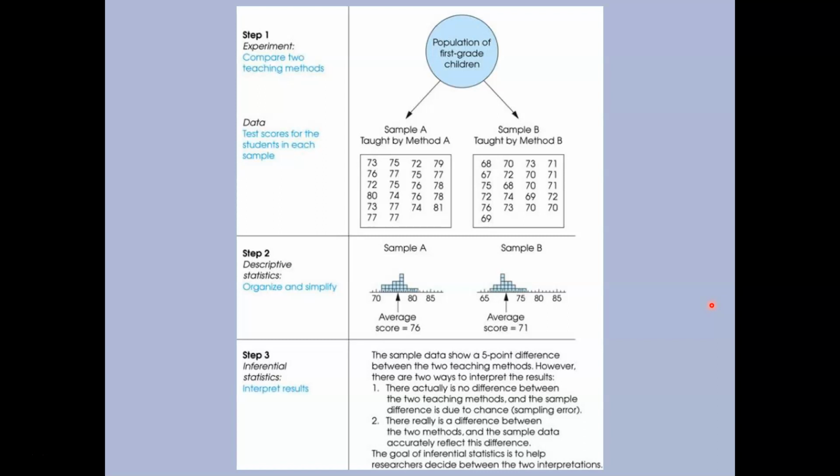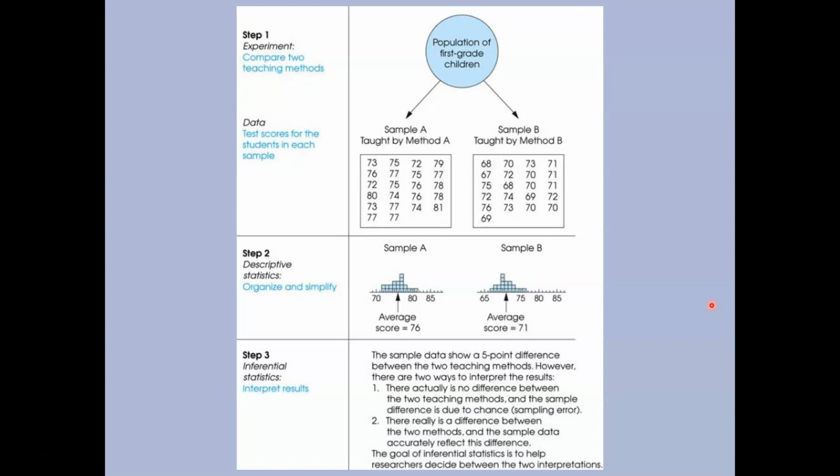That's why we go for statistical tests and calculate the statistical probability of one truly being greater than, or significantly different from, the other. So now, by looking at the spread of the data and the averages, what inferences can you gather? The sample data show a 5-point difference between sample A and sample B, between method A and method B.